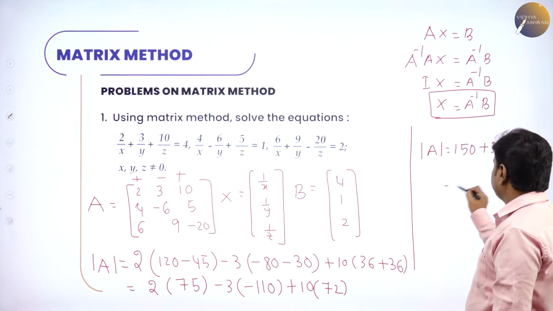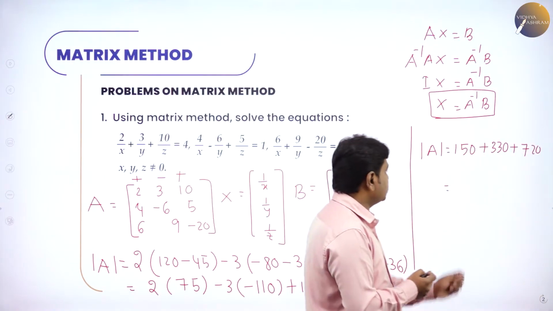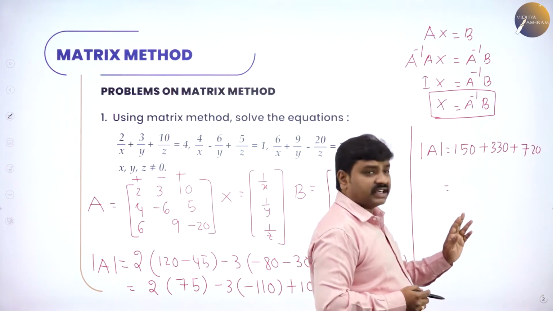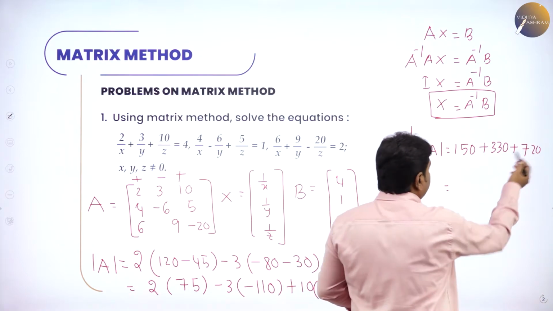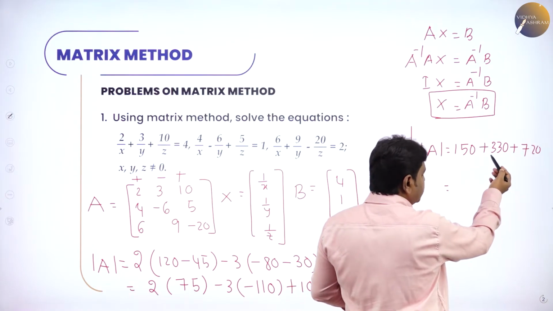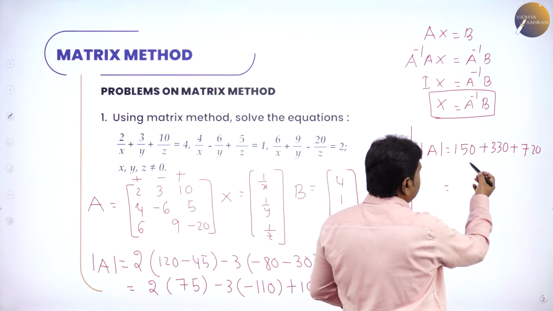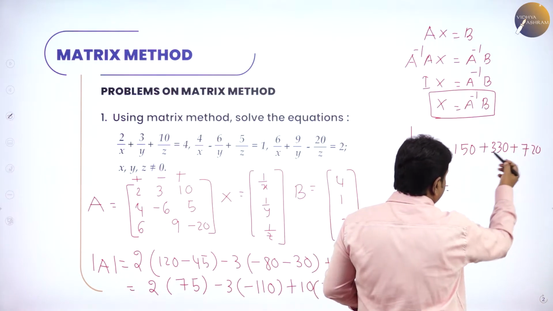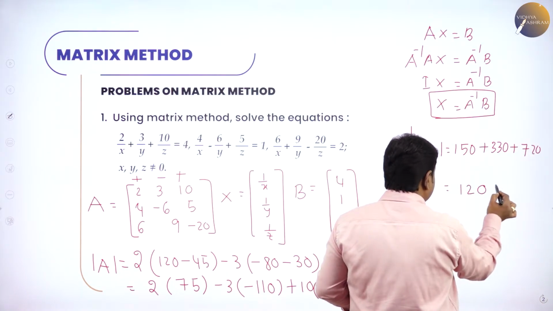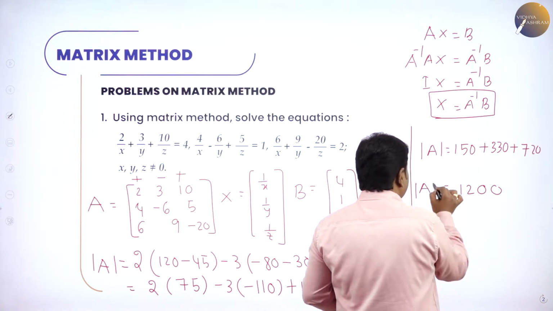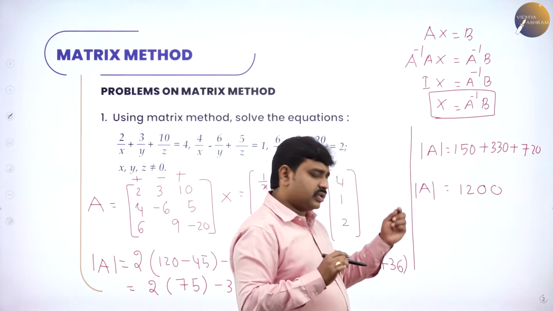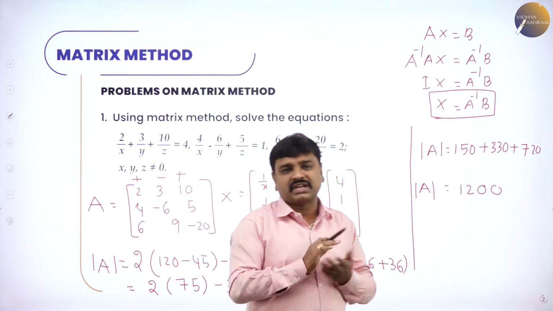Now simplify this further. Add this 150 plus 330 plus 720. 700 plus 300 is 1000, 1150, 1170, 1200. Exactly, you will get 1200. And you can use a calculator, so don't make any errors. You can use a calculator since in board exams calculators are allowed.